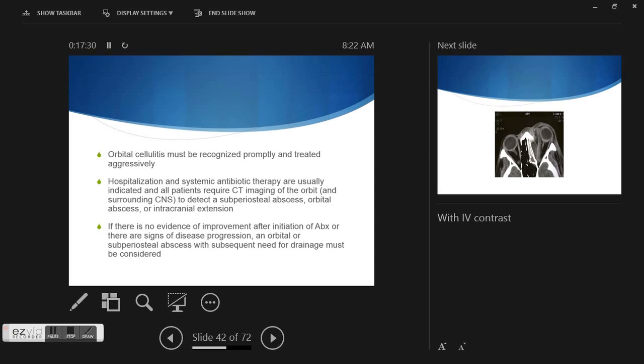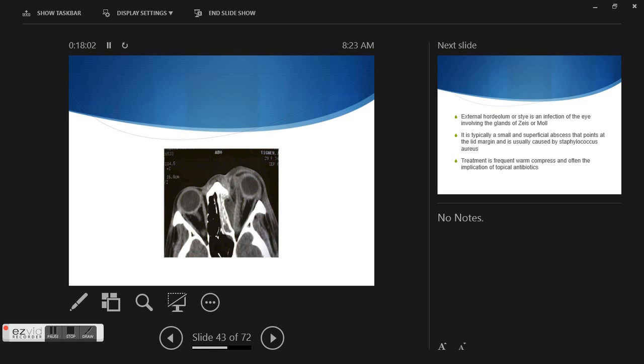So orbital cellulitis must be recognized promptly and treated aggressively. Hospitalization and systemic antibiotic therapy are usually indicated, and all patients require CT imaging of the orbit and of the surrounding CNS tissue to detect any subperiosteal abscess, orbital abscess, or intracranial extension. And if there's no evidence of improvement after initiation of antibiotics, or if there's signs of disease progression, then an orbital or subperiosteal abscess with subsequent need for drainage must be considered.